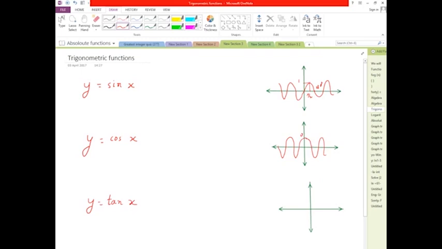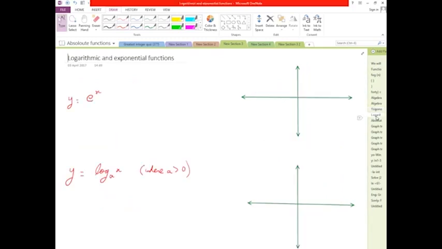This is 0, this is 1, sorry, at 0, and then at pi by 2 it will reach 0. And then tan x will be of this sort. So tan x will have a break here, and then it will continue. So all these shapes you should know. 0, and then it reaches infinity at pi by 2 and minus infinity at minus pi by 2. So these are trigonometric functions.